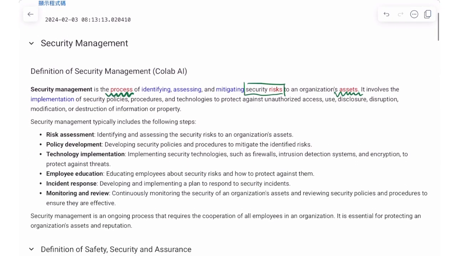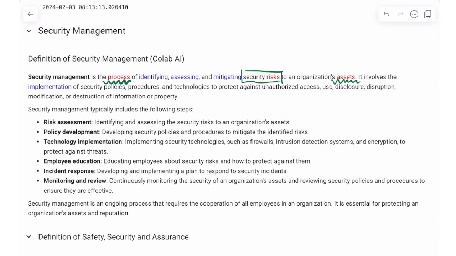Okay, so here is the definition of security management provided by Colab AI. I think that quite makes sense. So I pasted the result from the Colab AI. It says security management is a process. So management is a kind of process; it is never a single event or some actions, where once you've done that kind of action, everything is good. No, security is a kind of management, and security is some kind of process.